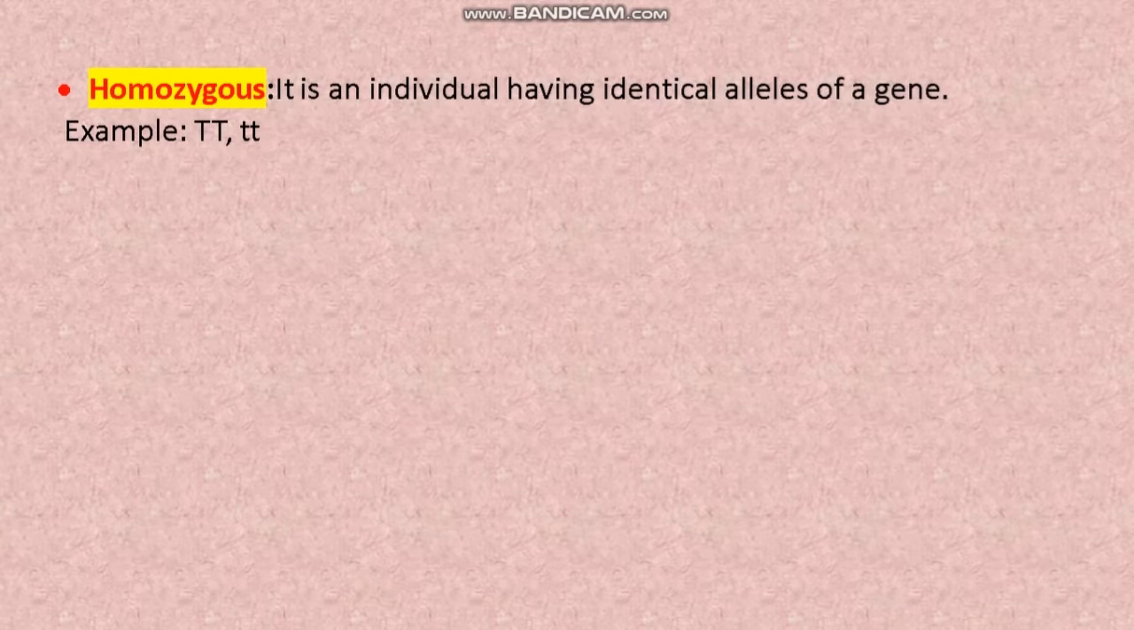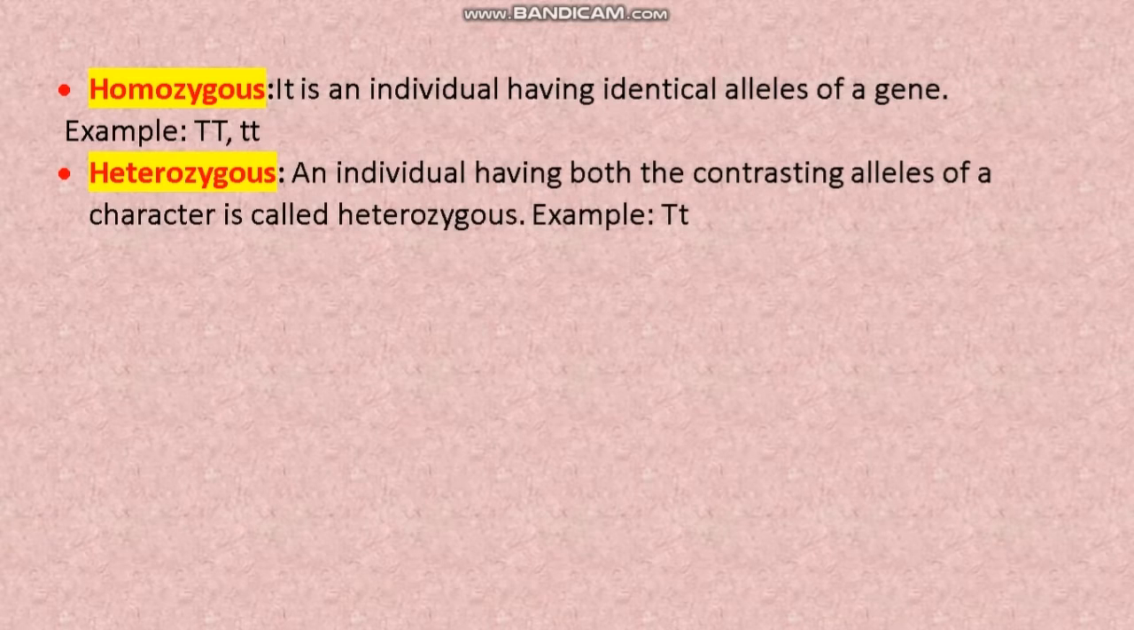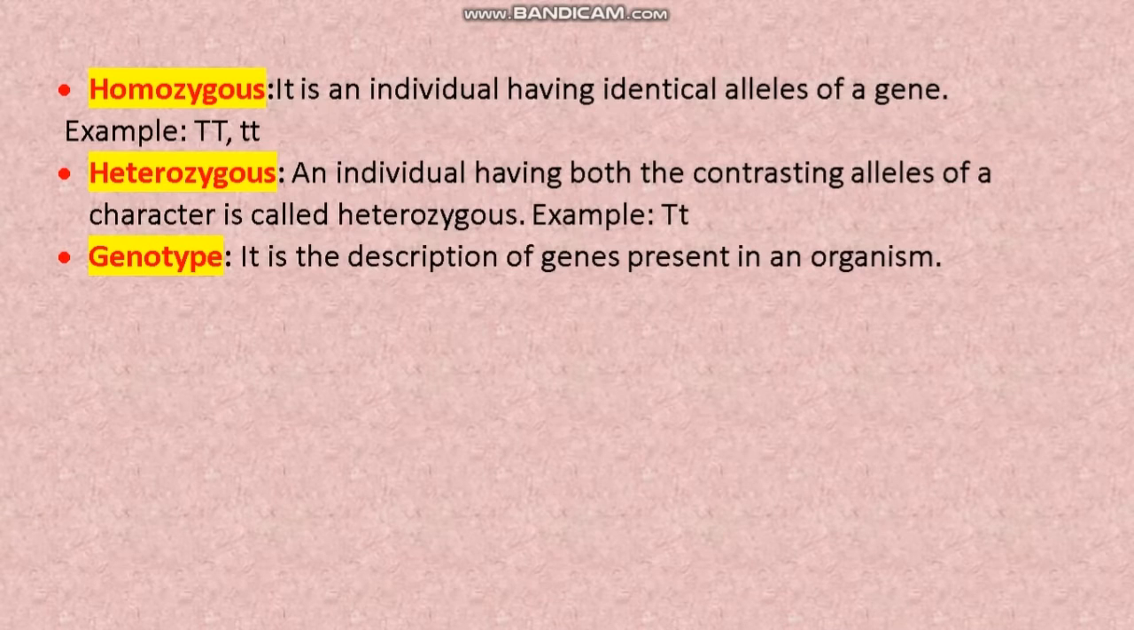Homozygous: it is an individual having identical alleles of a gene. Example: capital TT, small tt. Heterozygous: an individual having both the contrasting alleles of a character is called heterozygous. Example: capital T, small t.